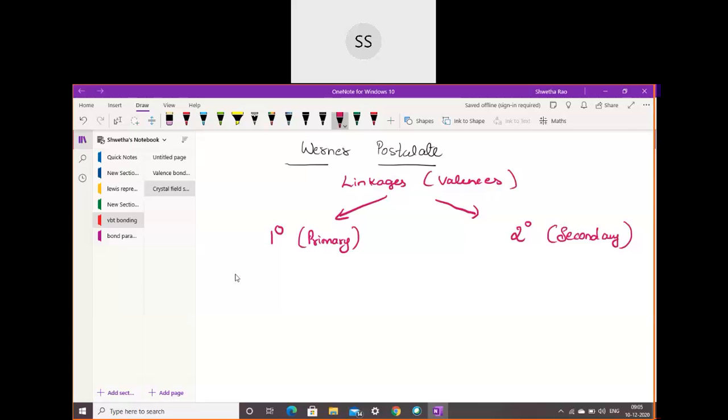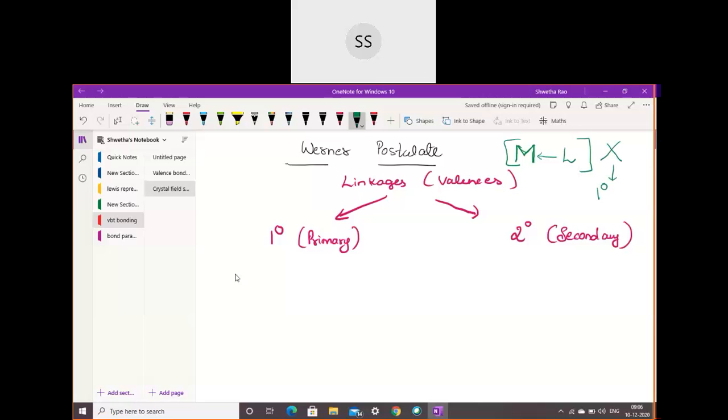I said primary valency can exist inside as well as outside. This is just the hint part, so don't write inside and outside like that. For example, if you have a metal, it will usually be found inside the coordination sphere. When we write the coordination entity, the metal will be found inside, attached to it you will find the ligand, and outside that you find the counter ion, which I will label as X. Most of the time this X will be the primary valency.